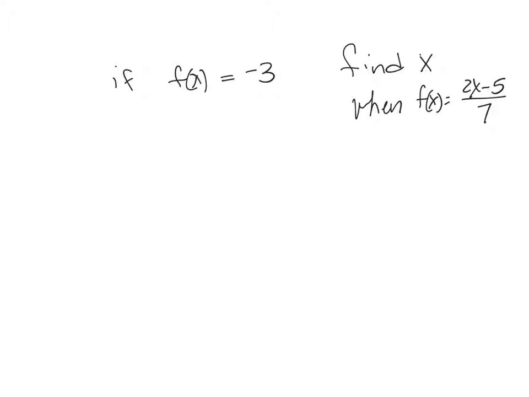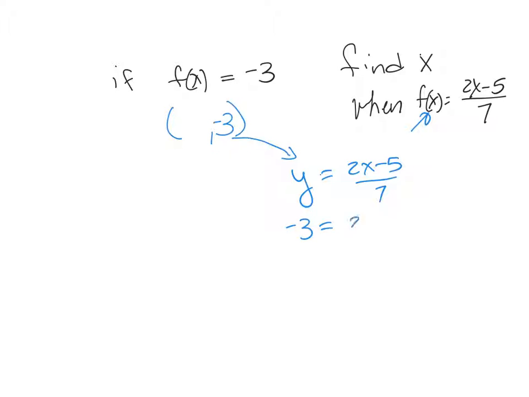So here, they're telling you that f of x equals -3. Well, remember I told you f of x is the same as y. So here they're telling you the y is -3 because f of x is the same as y. So you're going to plug it in for y, not for x. This is a little backwards, so it's just a little different. So you have y equals (2x minus 5) over 7. And there's your y, -3. So -3 equals (2x minus 5) over 7.